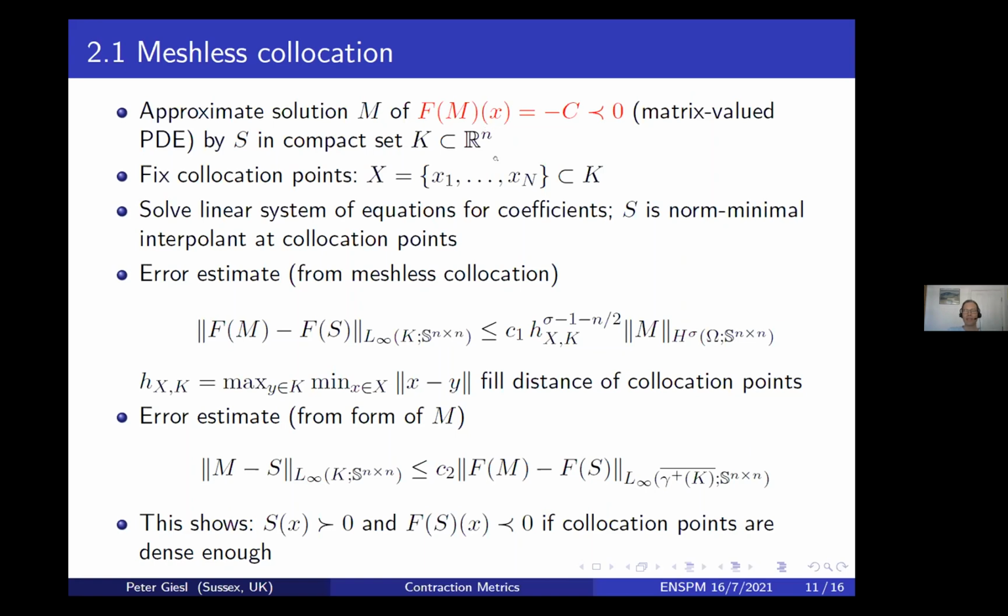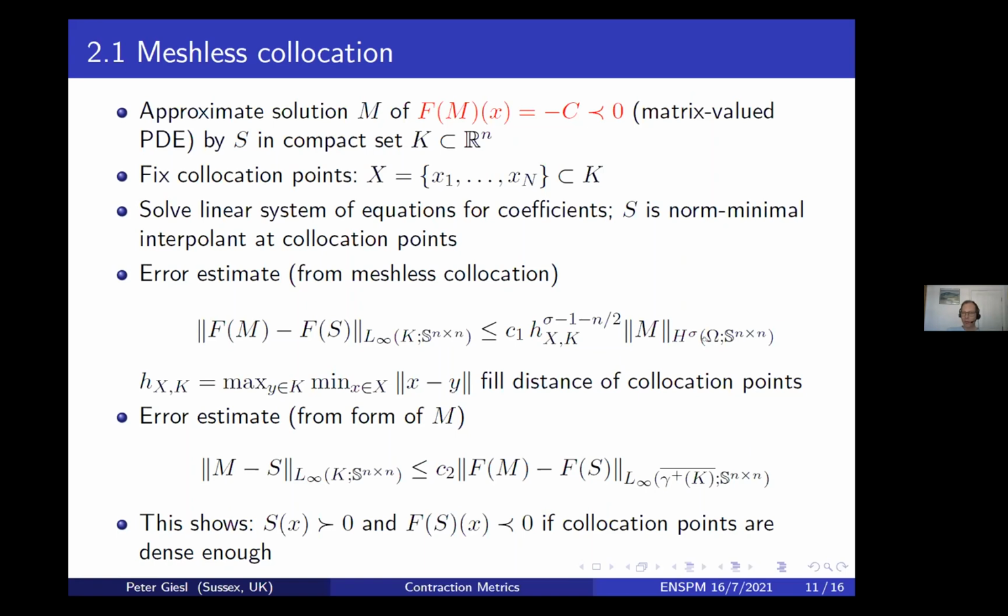And so what we're using here is we want to solve this linear differential operator f applied to M is a given right-hand side. We do this by collocation. So we give ourselves a fixed number of collocation points, and we want to solve this PDE. The solution will be the norm minimal interpolant at the collocation points. So at the collocation points, this will be solved exactly, and S will be the norm minimal function that does this in the appropriate function space.